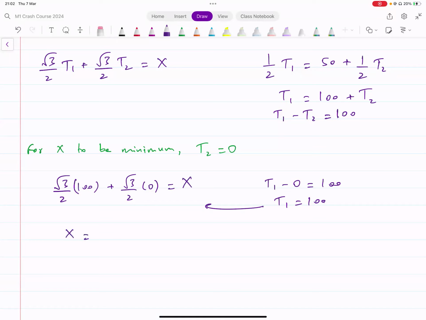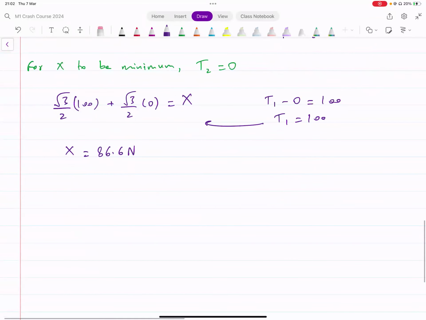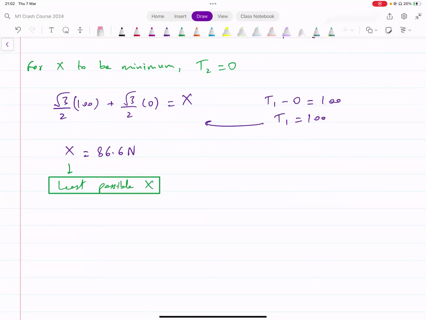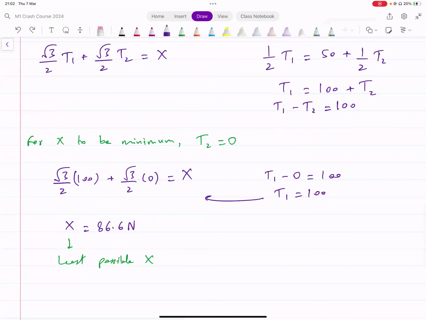In this case, that's under root 3 divided by 2 multiplied by 100. That's giving me 50 under root 3. That's 86.6 Newton. This is the least possible value of x, 86.6 Newton.